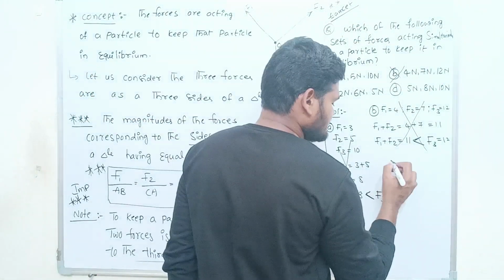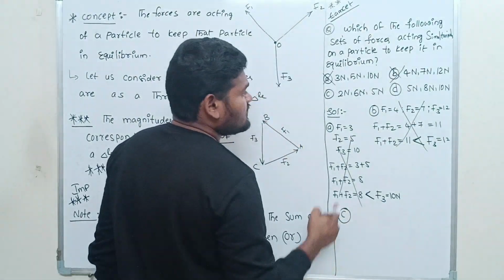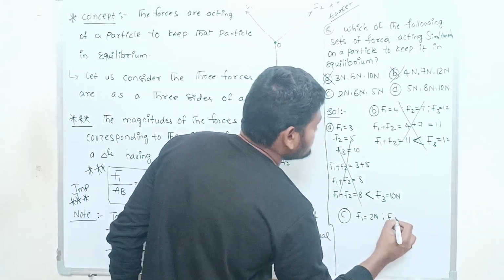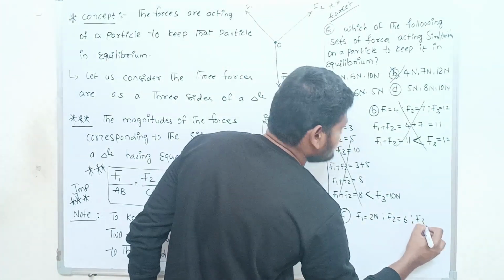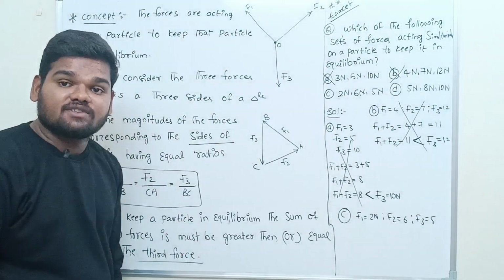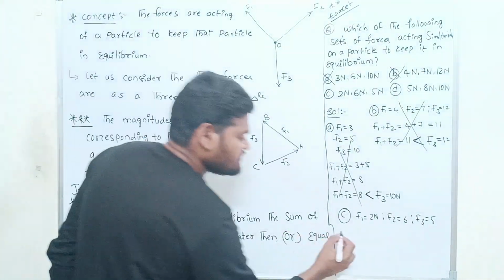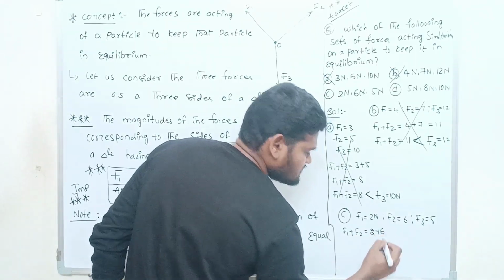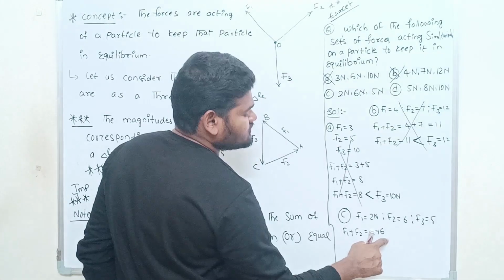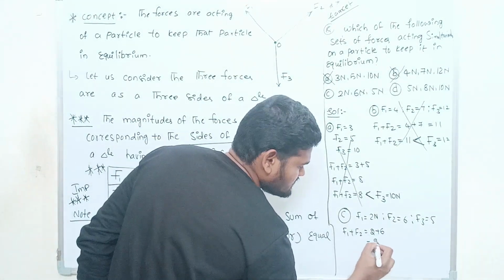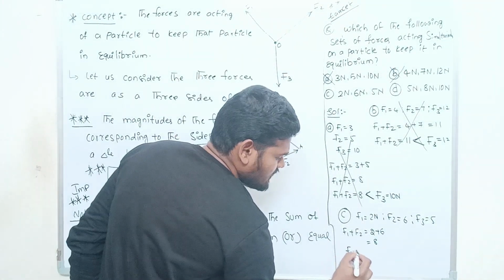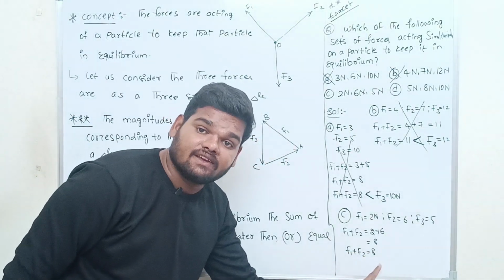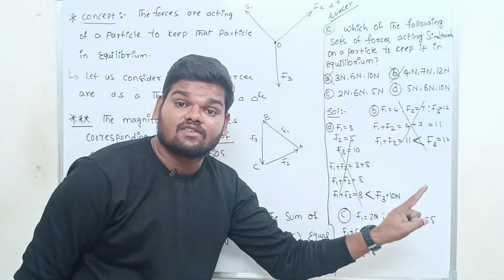Okay. So I am going to check the third option. Here they are given F1 is equal to 2 newtons, F2 is equal to 6 newtons, and F3 is equal to 5 newtons. What we have to check? We have to add any two forces. I am just adding F1 plus F2. F1 is 2 newtons and F2 is 6 newtons. So F1 plus F2 is equal to how much? 8. And what is F3? F3 is equal to 5.